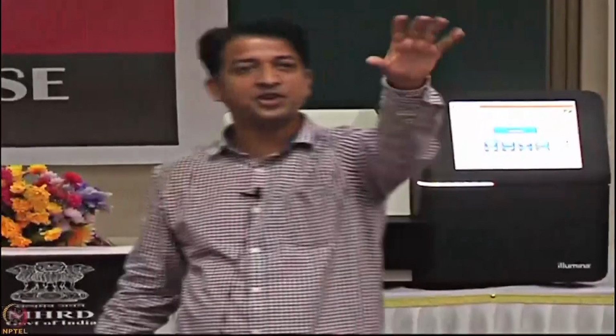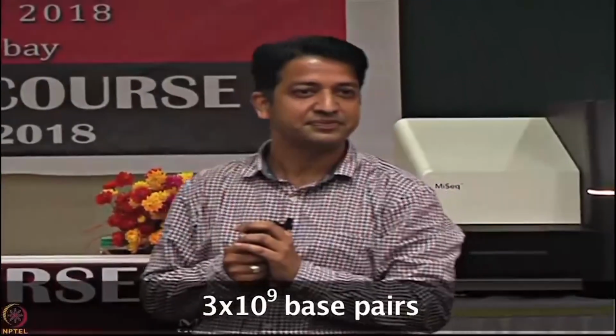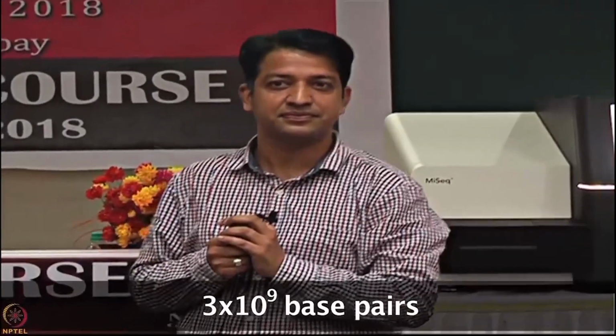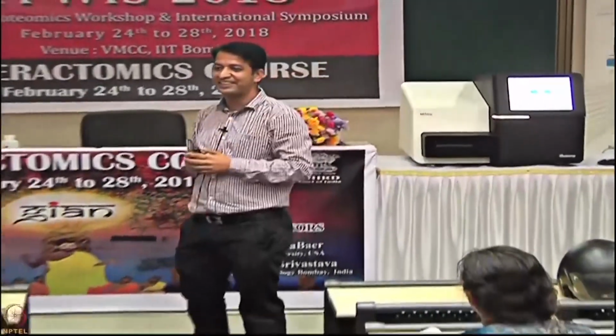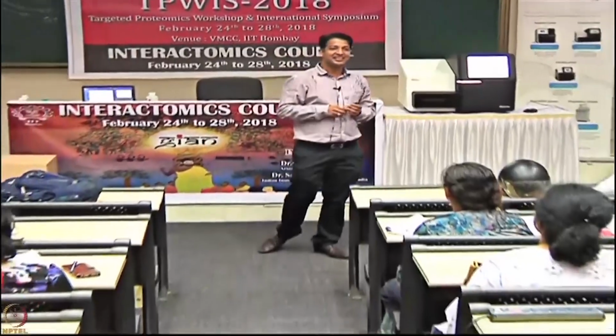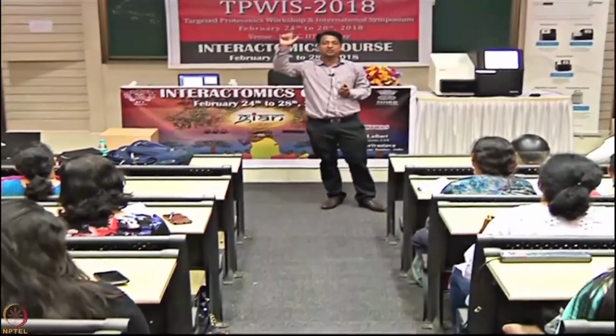So, what is the length of the human genome? Great. It's a common question of CSIR NET. I mean, who appeared in the NET, I guess. I hope you are writing. So, it's 3 billion base pair, 3 into 10 to the power 9.